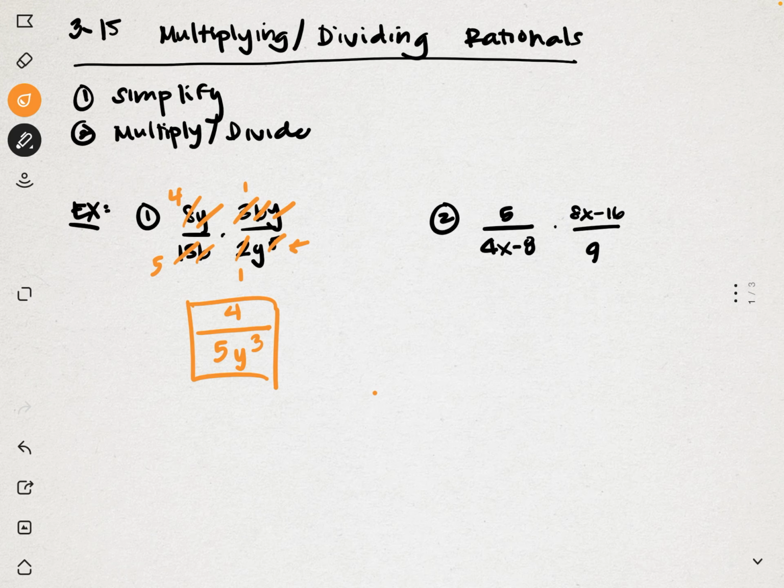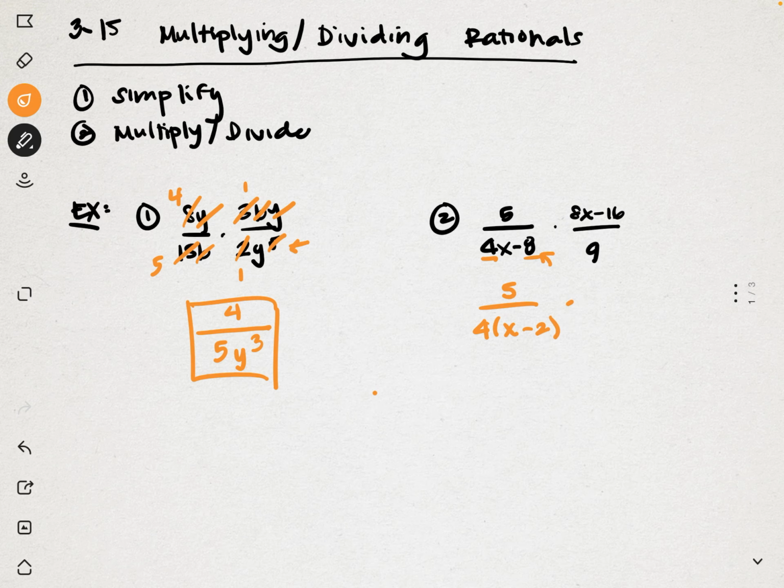All right, for number 2, it's a little bit different because we have these binomials, 8x minus 16 and 4x minus 8. But we're going to do what we did last time. We're going to find the greatest common factor for each term and try to simplify it that way. So the 5 here is not changing. But between 4 and 8, I know that we have a common factor of 4. They're both divisible by 4. If I factor out the 4, what's left is x minus, and then the 8 divided by 4 is 2.